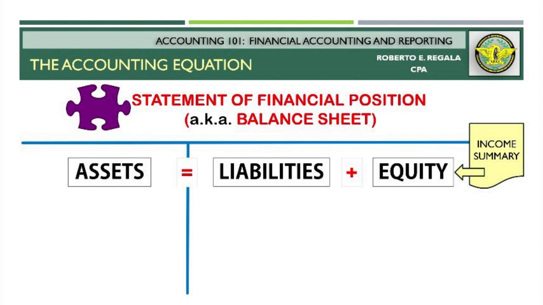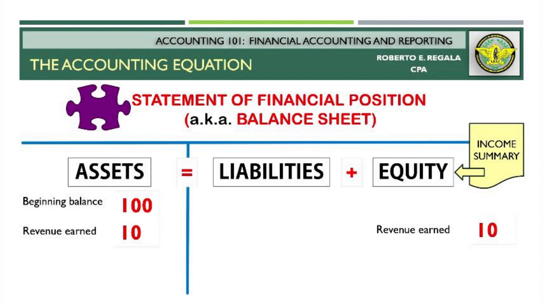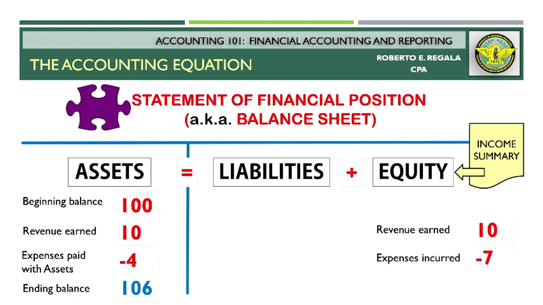Also, we said that revenue always increases assets. Thus, at the beginning of the accounting period, our entity had 100 million total assets. Since the entity generated a total of 10 million revenue, this increased the assets to 110 million. Assuming that the entity paid for 4 million of the 7 million total expenses in cash, this will reduce our total assets to an ending balance of 106 million.